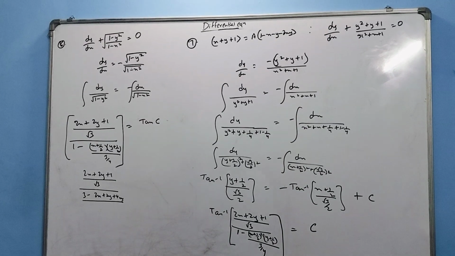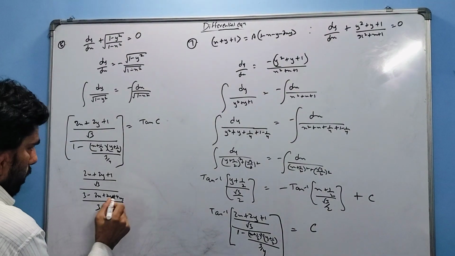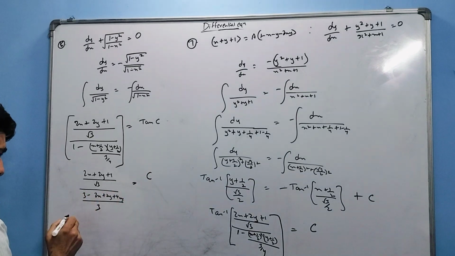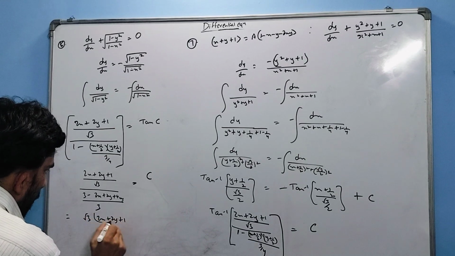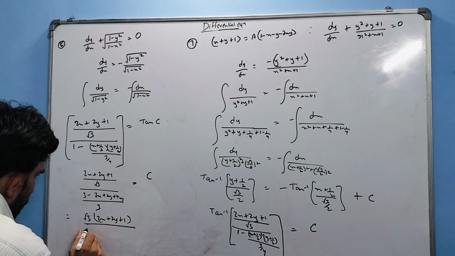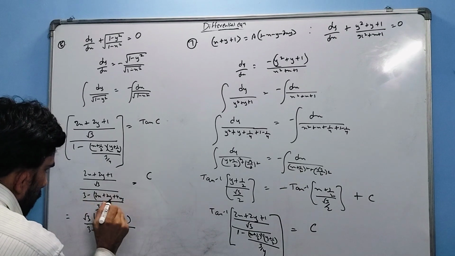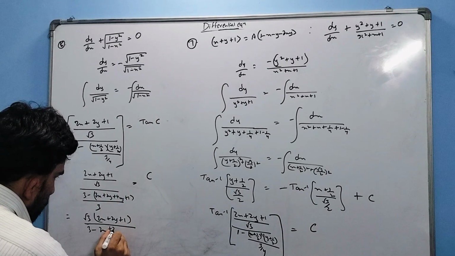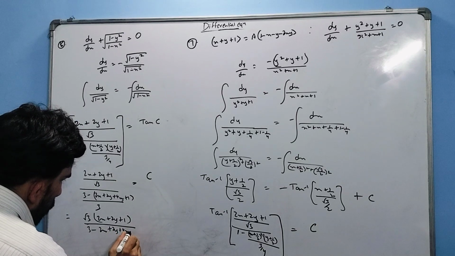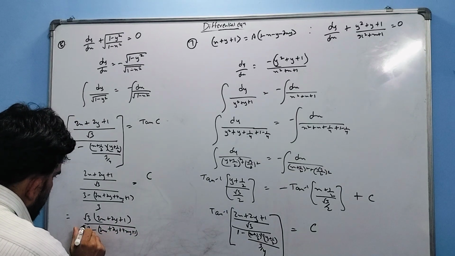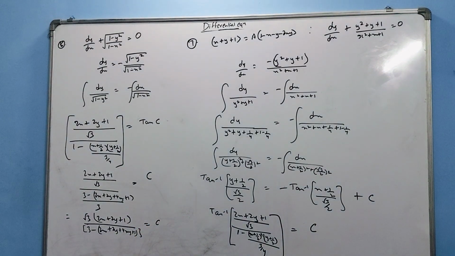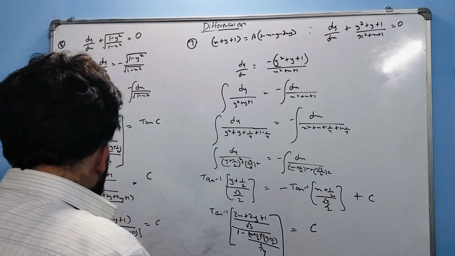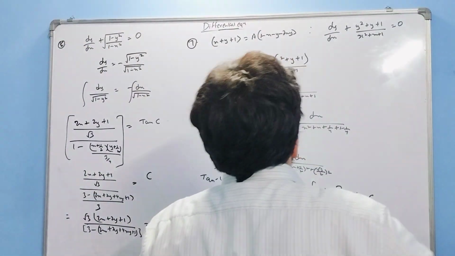And now we can write this, okay, this is what C here. So now we can write this root 3 (2x plus 2y plus 1) upon (3 minus 2x plus 2y plus 4xy plus 1) here is equal to C. Okay, so what I got here. Now let us solve it further. We'll take this on that side. Okay, so now let us try to solve it here.